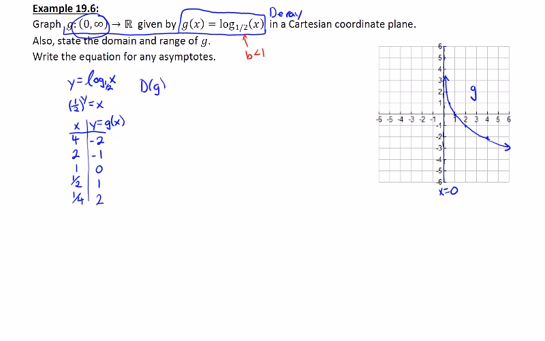The domain for g will be 0 to infinity. The range of g is going to be all real numbers, and the only asymptote is a vertical asymptote located at x equals 0. So again, because our base value is less than 1, we expect that to be a decay type function, and so for logarithmic decay, we see the decrease going from left to right.